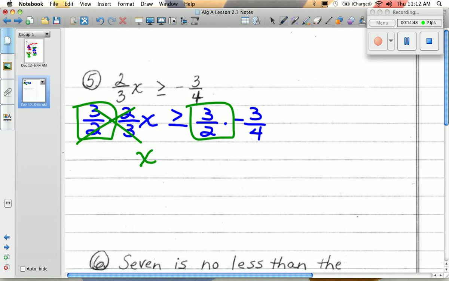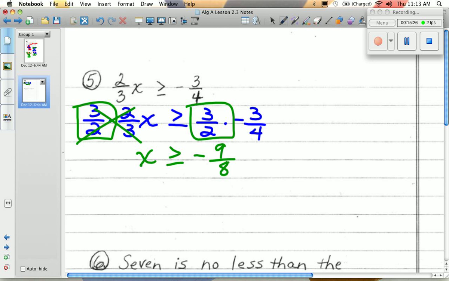Before we worry about the right side, we stop and say we're at the inequality symbol. Do we need to switch it? Nope. Why not? We didn't multiply by a negative, we multiplied by a positive 3/2, so we don't have to switch the symbol. And then now let's do, we have a positive 3/2 times a negative 3/4. What's a positive times a negative? Negative. Negative, so it's going to be a negative answer. 3 times 3? 9. 2 times 4? 8. 8.